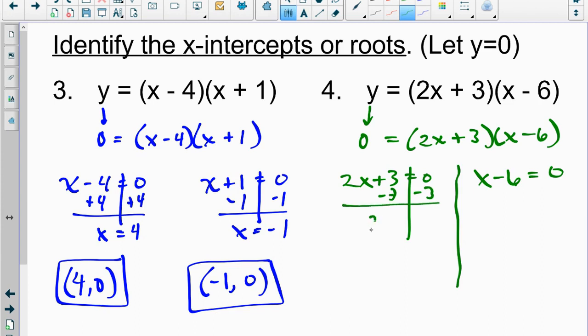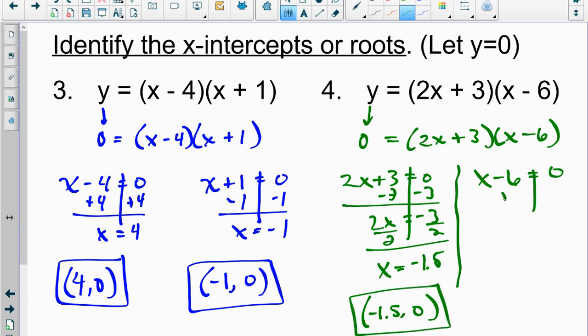I start by subtracting 3, which gives me 2x equals negative 3. Now I can divide by 2, which gives me x equals negative 3 halves, or negative 1.5 if you want to divide it out as a decimal. So I have an x-intercept at negative 1.5 comma 0.